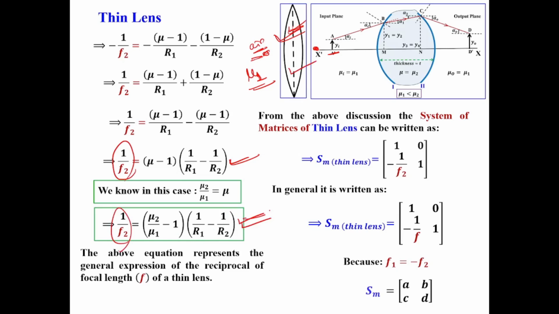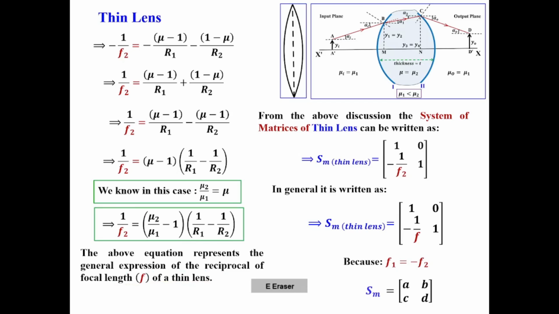So this is in general the expression from which we can evaluate the focal length. Just the reciprocal of this one we can find f2. 1 by f2 is this one. Reciprocal of this one we can get f2. Okay, the above equation represents the general expression of reciprocal of focal length of a thin lens.